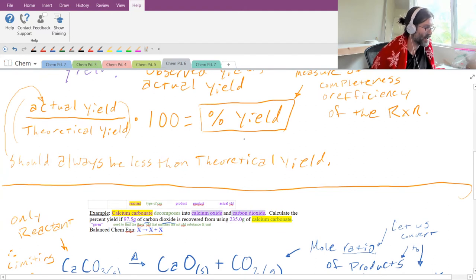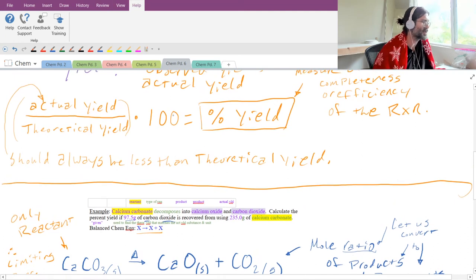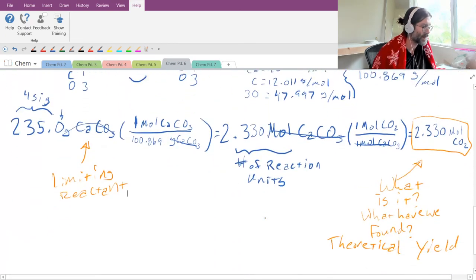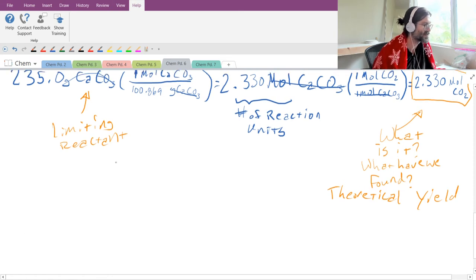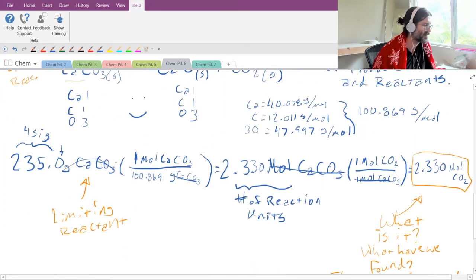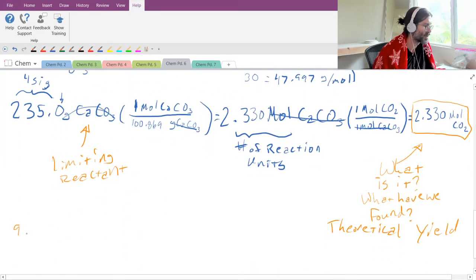So what now? The question says, calculate the percent yield if 97.5 grams of carbon dioxide is recovered. That's our actual yield. This 97.5 grams of CO2 is our actual yield, and then we can calculate percent yield by dividing our actual yield by our theoretical yield.